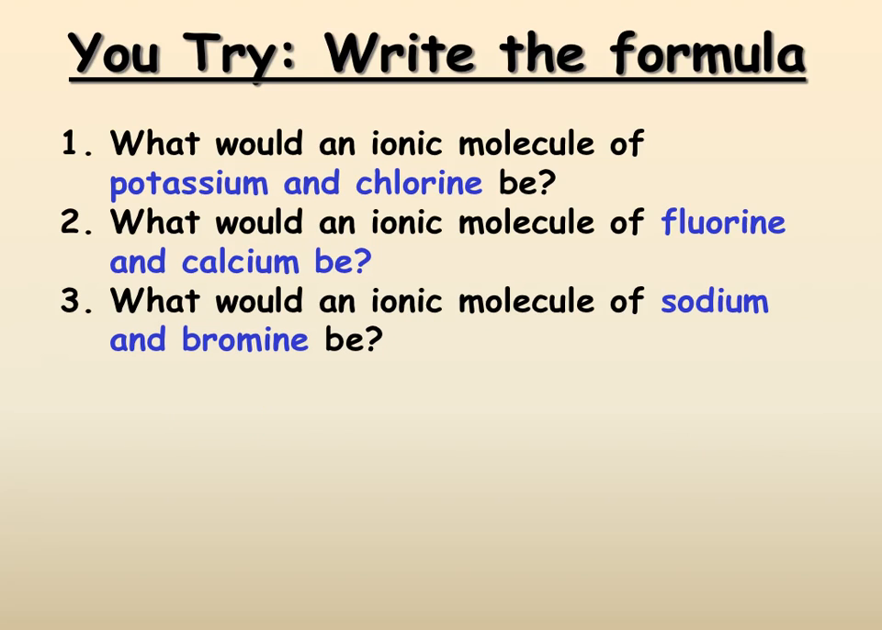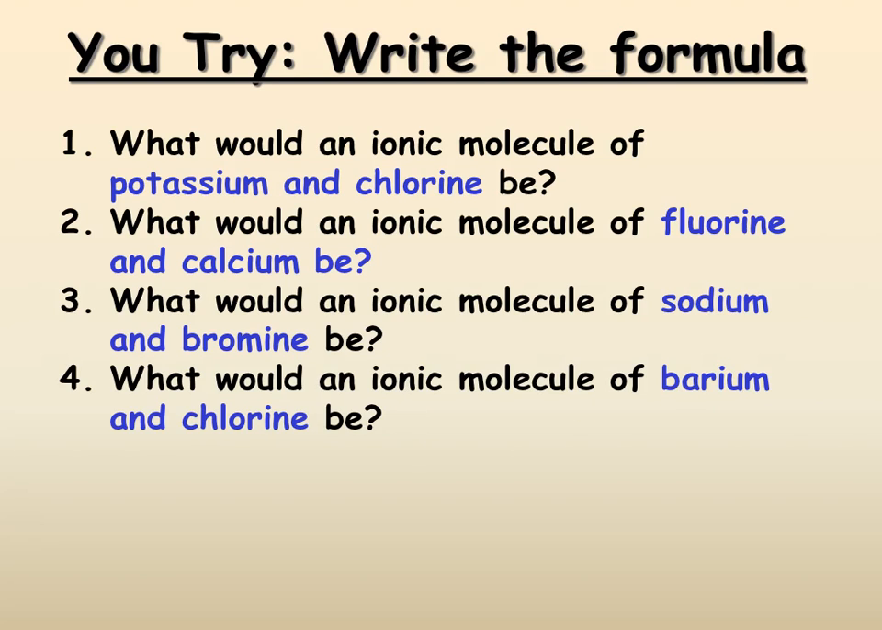So sodium bromide, bromine, we have Na plus, and bromine makes a minus. So again, this is nice and easy. You just need 1 of each. So sodium bromide. Then we have barium and chlorine.